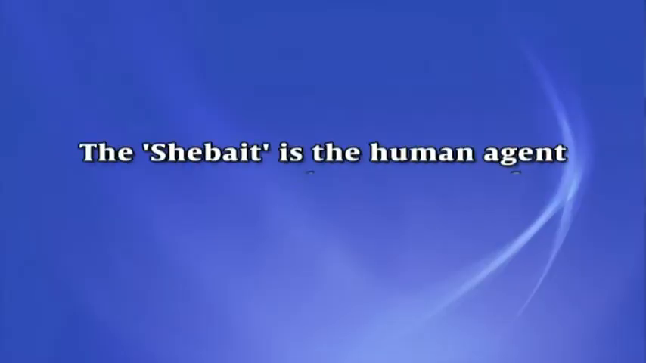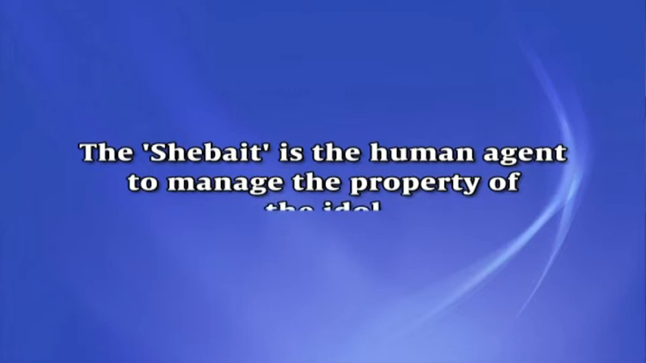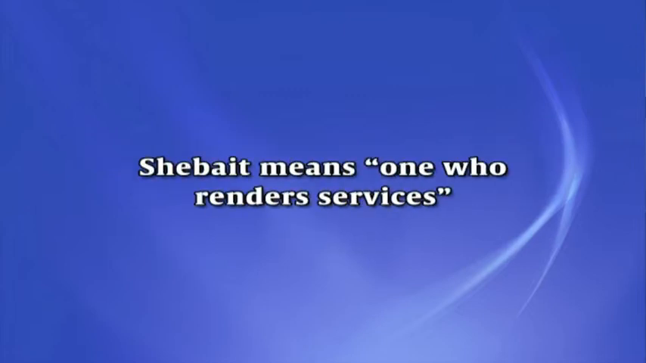The institutions endowed to God are managed through human agency. The Shebait is the human agent to manage the property of the idol. Shebait means one who renders services. Usually, at the time of establishment of endowment, the founder appoints a Shebait or himself becomes a Shebait.